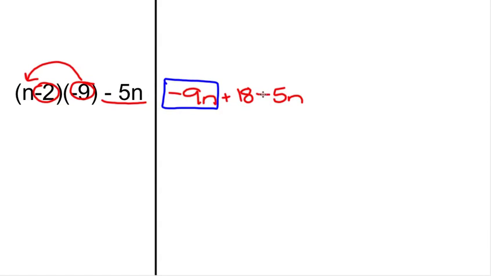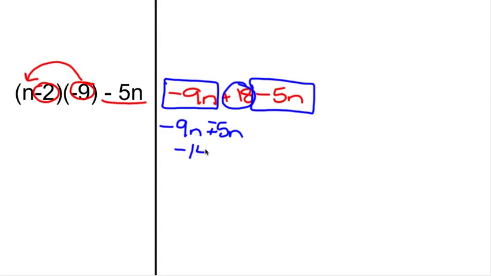Negative 9n, negative 5n. Those are like terms. They both have n's. 18 is different. So I have negative 9n minus 5n. Tick, tock. So I'm adding these together. Negative 9 plus negative 5 is negative 14. So that takes care of my n's. And then I'm going to add the 18 onto the end. That is my final answer.